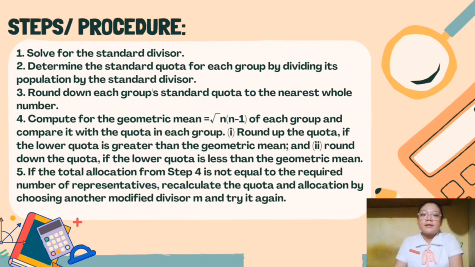Step 4 is to compute the geometric mean: the square root of n times n plus 1 for each group, and compare it with the quota in each group. So round up the quota if the quota is greater than the geometric mean.